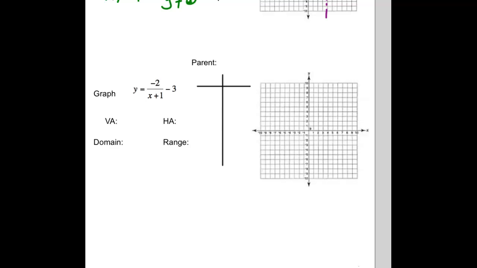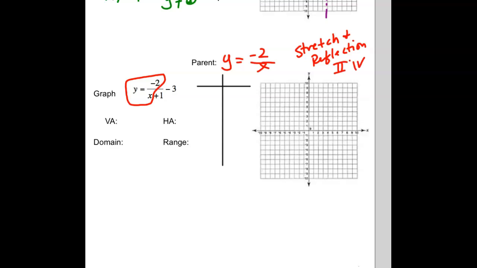We'll talk through this one, then I'd like you to pause the video and try it on your own. Our parent function that we're going to start with looks like that. Y equals -2 divided by x. And remember that a -2 means we have done a stretch and a reflection. So the stretch is going to pull our branches a little further from the origin, and then we're reflecting, which means we're going to be in quadrants 2 and 4 instead of quadrants 1 and 3.